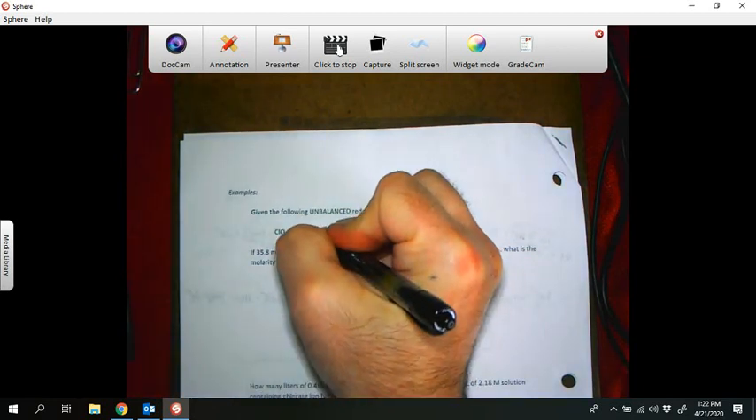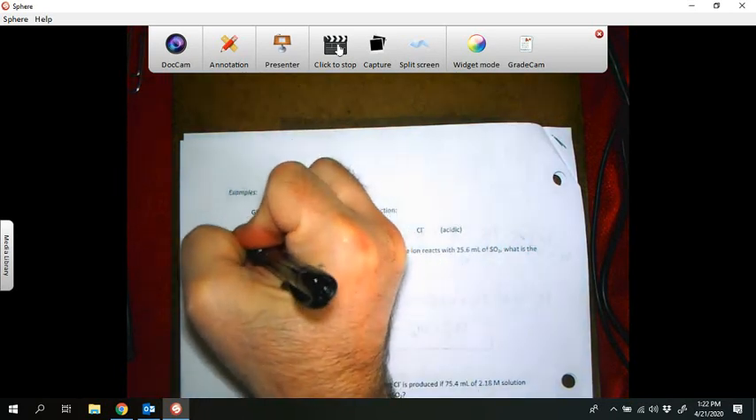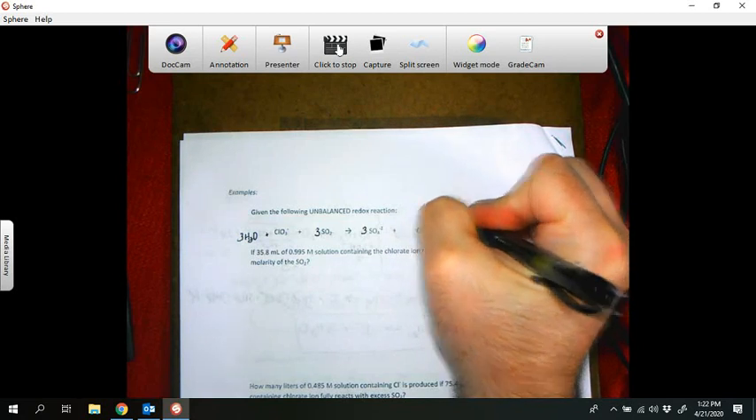Welcome back. If we were to do this, we'd end up with a 3 in front of both of the sulfur compounds or ions, and we would have 3 waters and 6 H plus on the product side. So that's what you should get if you balance this out.